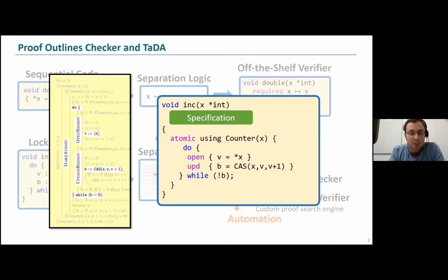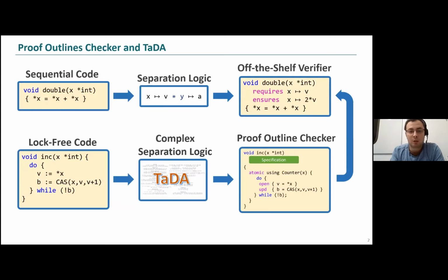For these four key rules, the user has to annotate where they are applied. In the example, we can see that with the rule clauses written in pink, some of which require additional arguments. And here, the three rule clauses are atomic, open, and update. Okay, so with this, we now have the full picture.